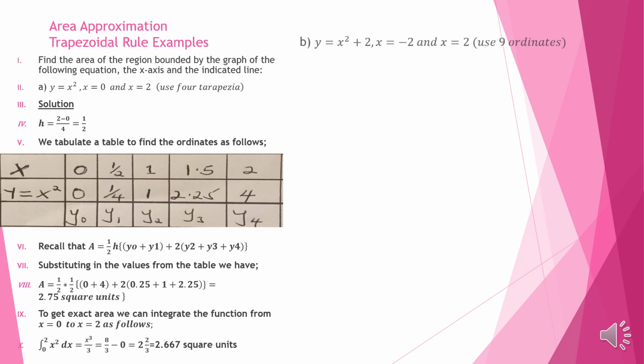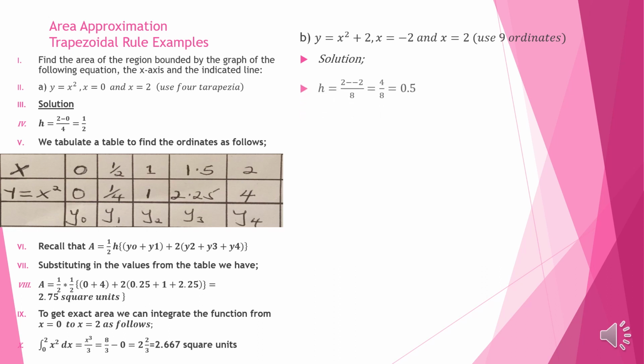Now, the second example is y equals x squared plus 2. The boundaries are from negative 2 to 2. And for this case, you are told to use 9 ordinates. Remember, if we are using 9 ordinates, then it means we have 8 strips. Then we proceed to find the height of each strip. That one can be gotten by taking the difference between the two boundaries, and then dividing by the number of strips. That is 2 minus negative 2 over 8, which gives us 0.5, the height of each trapezium.